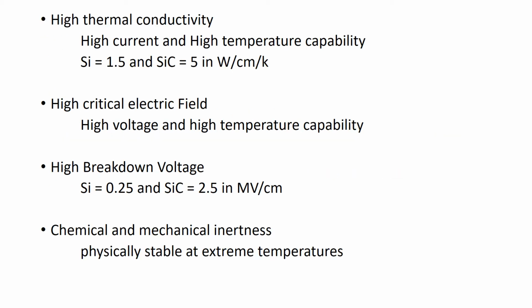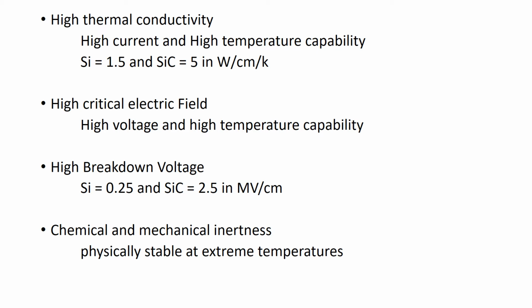High thermal conductivity. This property allows high current to flow at high temperature. High critical electric field. This property allows high voltage at high temperature. And now high breakdown voltage. As you can see, in silicon it's 0.25, whereas in silicon carbide it's 2.5, so it's almost 10 times that of silicon.